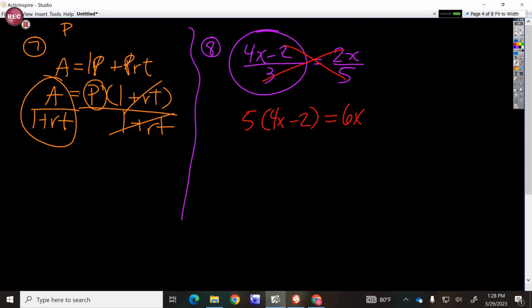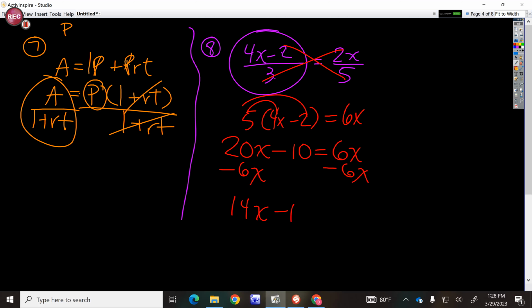Now this is a regular equation that we know how to solve. Let's solve it. We distribute, we get 20x minus 10 equals 6x. Now what value for x is smaller? 20x or 6x? 6x. We're going to go minus 6x on both sides, which gives us 14x minus 10 equals 0. Now it's a two-step equation. What are the two steps? Add 10 and divide by what? 14.